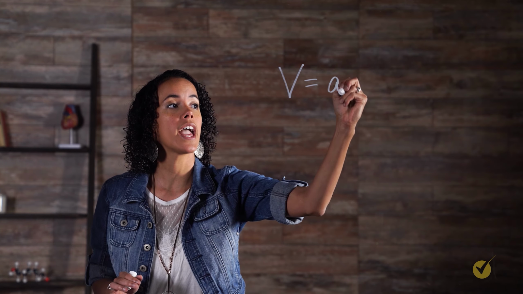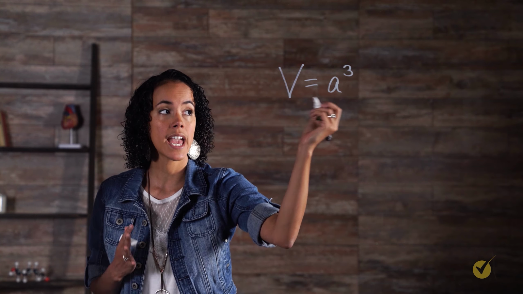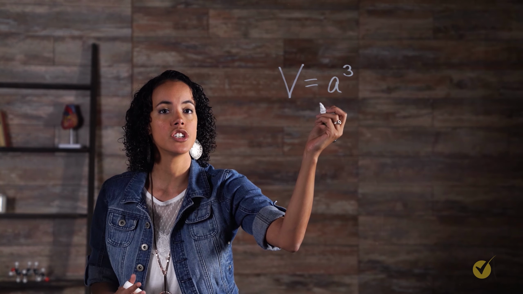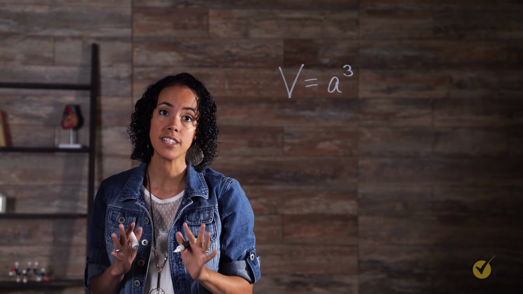Fortunately, to find the volume of every cube, we don't need to build one out of smaller cubes. There is a formula we can use instead. The formula for the volume of a cube is V equals A cubed. V is the volume and A is the length of an edge. Remember that all the edges have the same length.